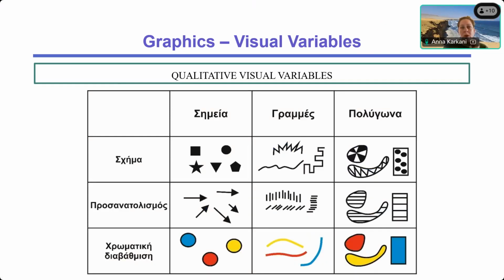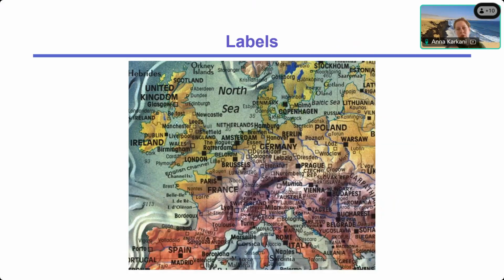And there are what we call qualitative variables. Again, we have points, lines, polygons, and this is the shape, the orientation, and the color grading, let's say. So again, we have to keep in mind these types of visual variables in order to be able to give the reader a better understanding of what we're trying to represent.